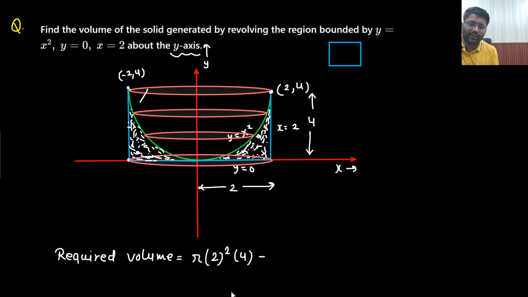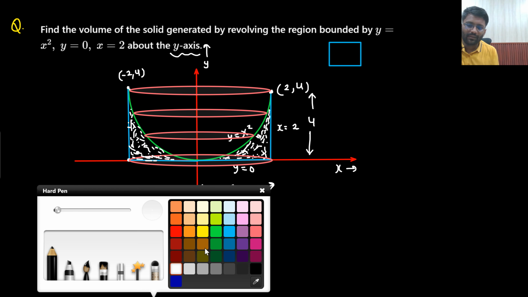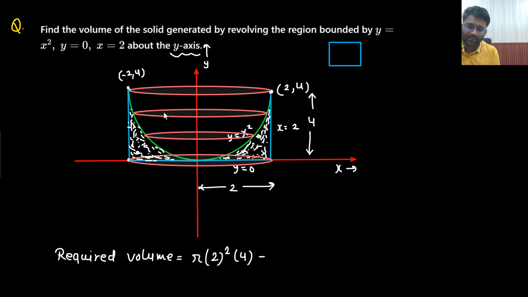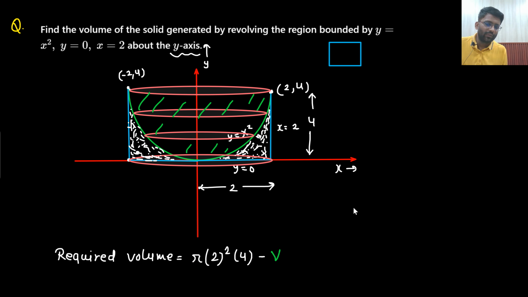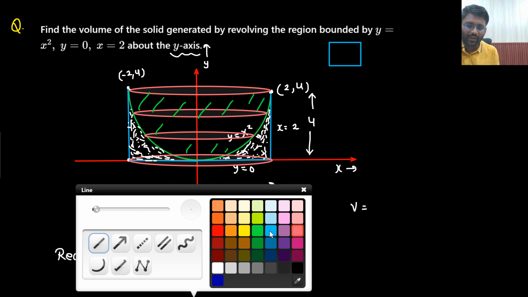Let's use a different color of pen. This volume we need to subtract. So minus volume V. This is what we need to subtract. So let's find out the volume V. What will be the volume V? What do we need to take?